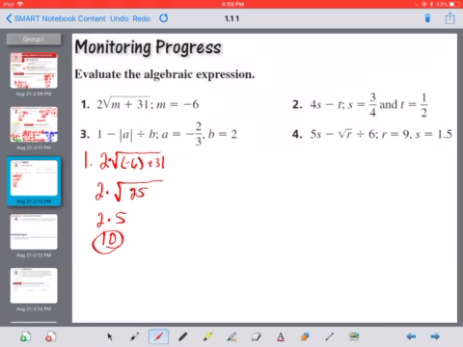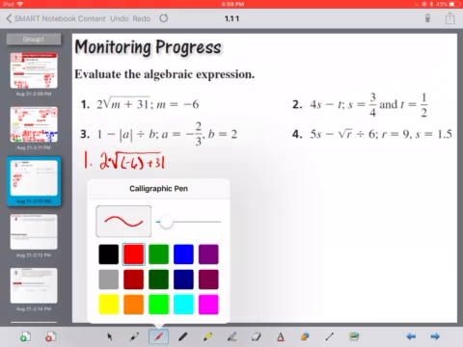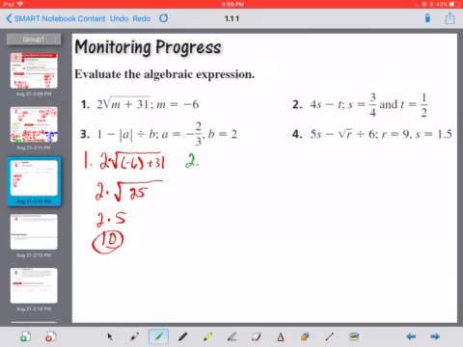Okay, let's look at number 2. I'll change color and go green this time. Number 2, 4 times something minus something. 4 times s is 3/4. T is 1/2. Well, I like this first one because when I multiply fractions, I get a 4 on top and a 4 on bottom. Those reduce to 1. 3 times 1 is a 3. 1 times 1 I don't have to put on the bottom because anything divided by 1 is itself.